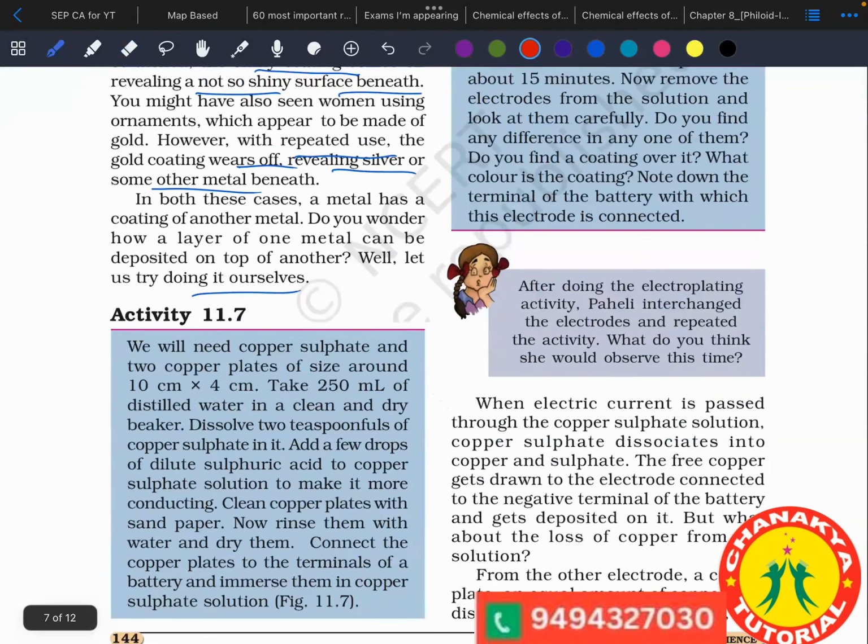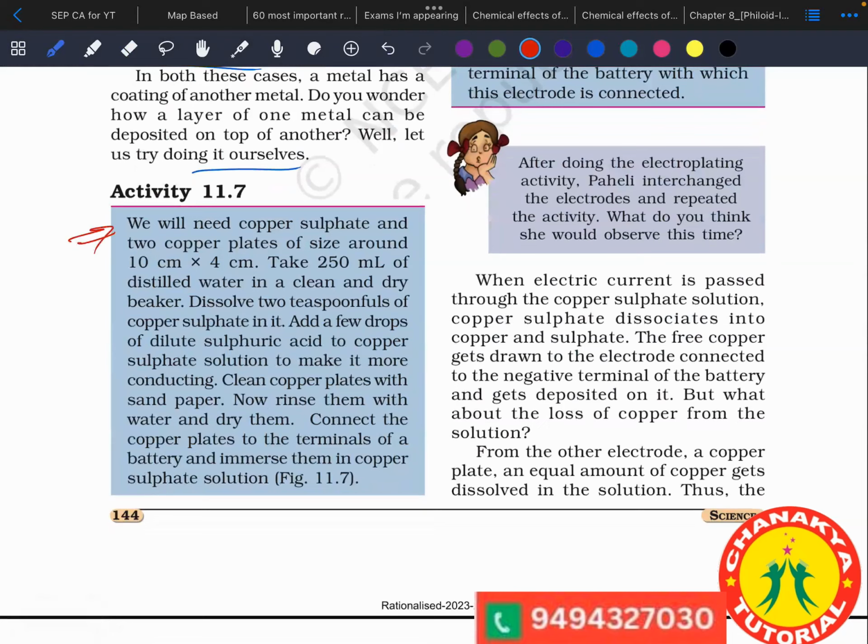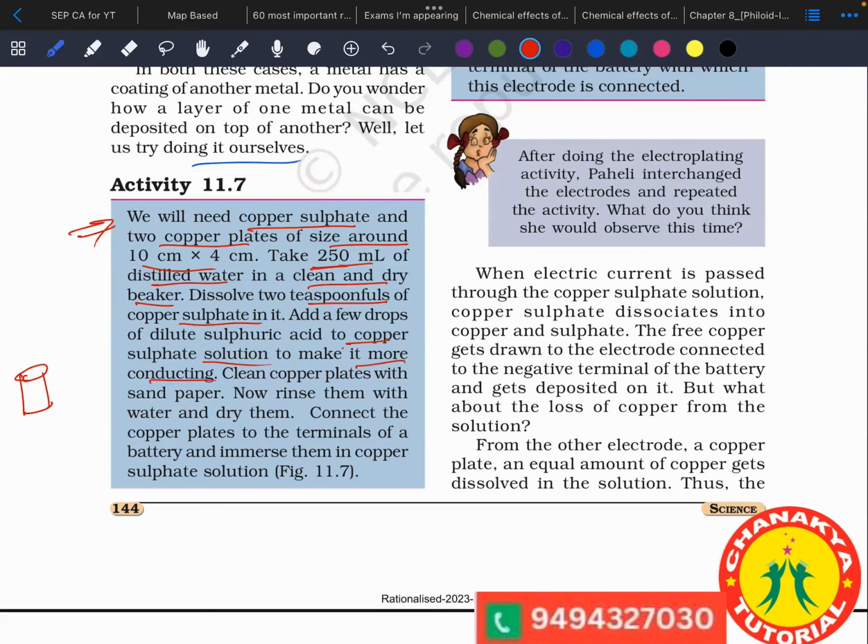So now we are doing this experiment. Here we will need copper sulfate and two copper plates of size around 10 centimeter by 4 centimeter, and take 250 ml of distilled water in a clean and dry beaker. We have taken a beaker and distilled water in it. Dissolve 2 teaspoonfuls of copper sulfate in it. Add a few drops of dilute sulfuric acid to the copper sulfate solution to make it more conducting.